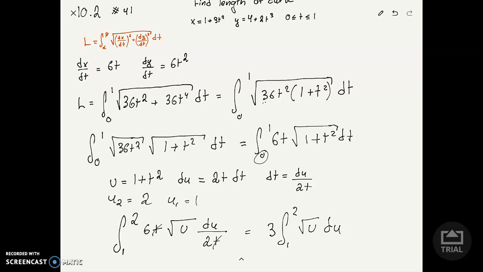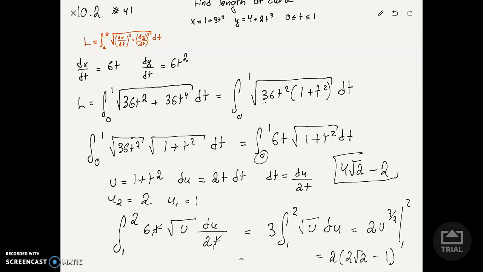Running out of room here. So we got 3 and then the antiderivative gives a 2/3 factor, so hopefully it's not too many steps. Then we have 2 times 2 to the 3/2, which is root 8, so 2 root 2. And I factored out the 2 here, so it's really just the 1 minus 1. If you wanted to write that as a final answer, factoring the 2 back in, we get 4 root 2 minus 2 as the final answer.